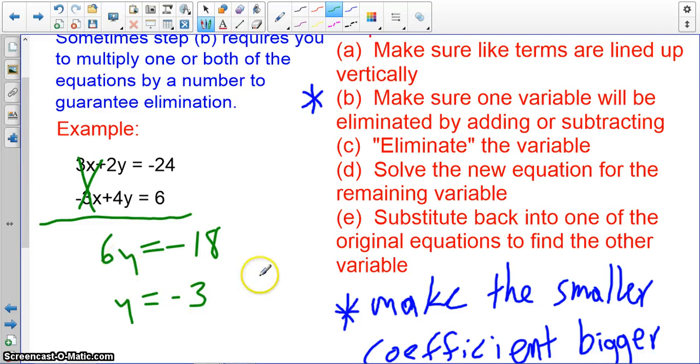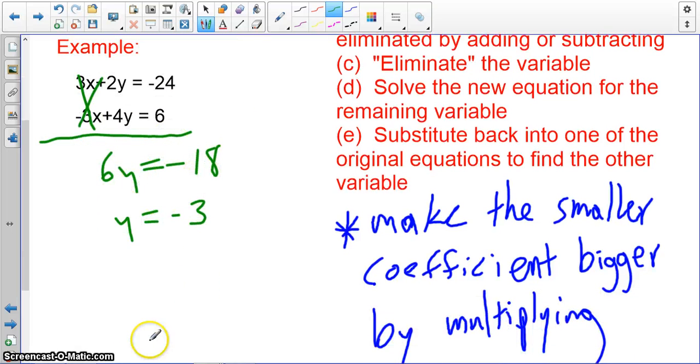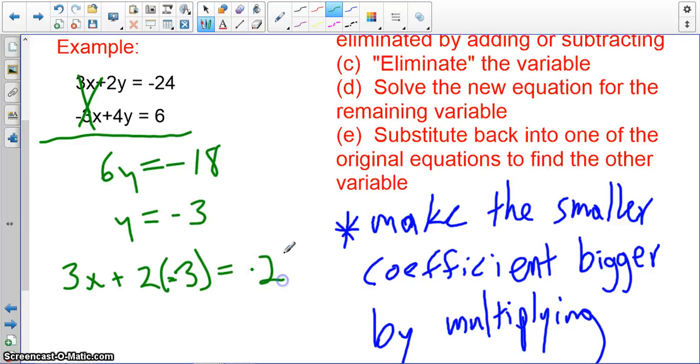Okay? Then we go back to either one of the original equations. Doesn't matter. I'll do the top one because it's all positive stuff. 3x plus 2 times negative 3 equals negative 24. Okay, so this negative 3 is, of course, this negative 3, in case that wasn't obvious, it's 2y. So 2y is down here.